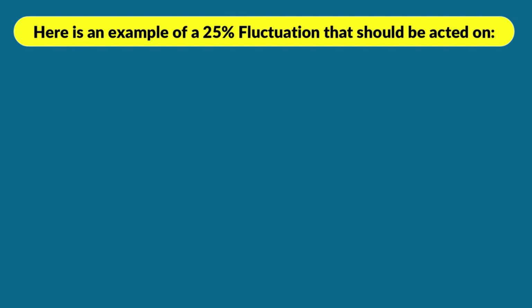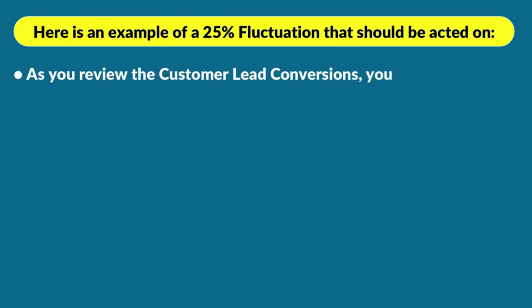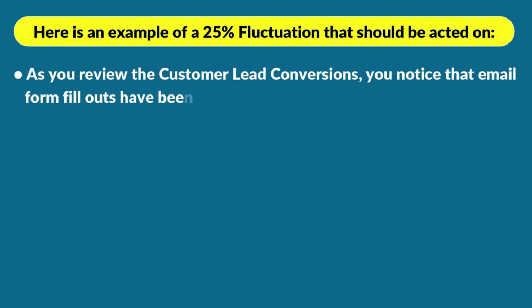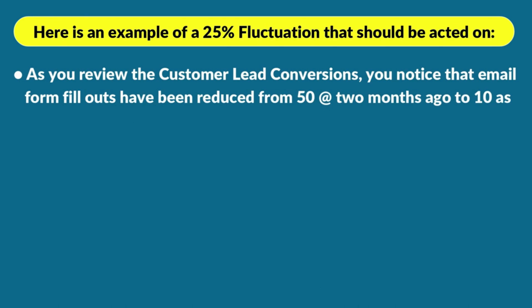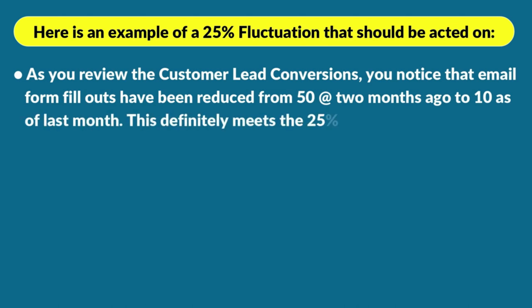Here's an example of a 25% fluctuation that should be investigated. As you review the customer lead conversions in your report, you notice that the email form fillouts have been reduced from 50 at 2 months ago to 10 as of last month. Well, this definitely meets the 25% threshold, and you begin to investigate.